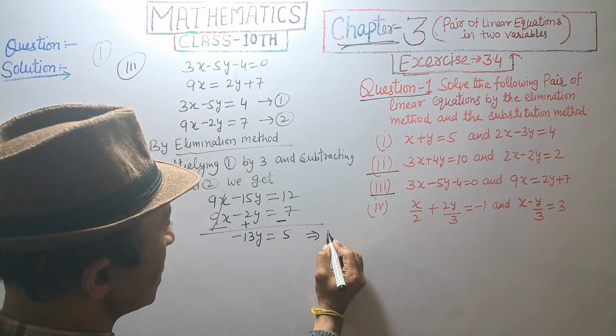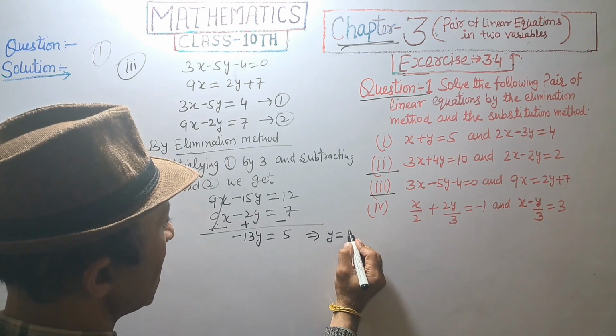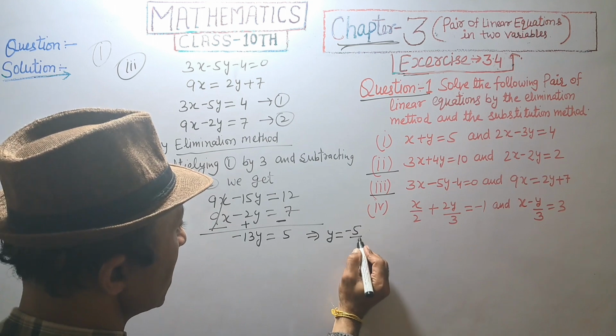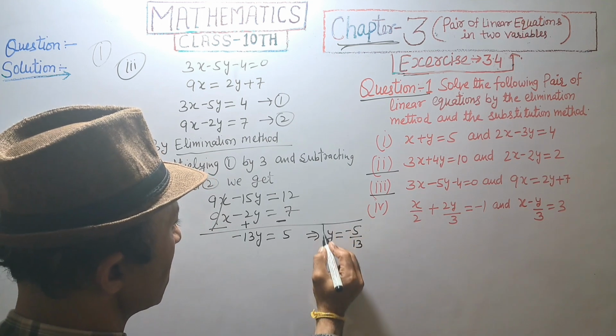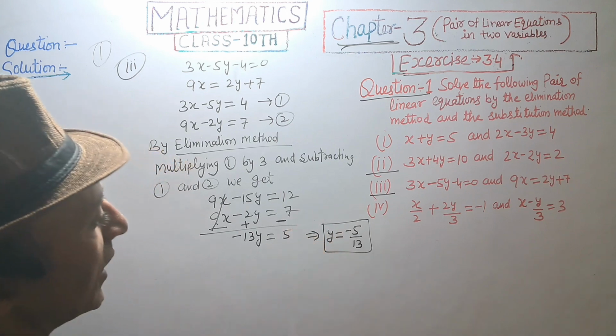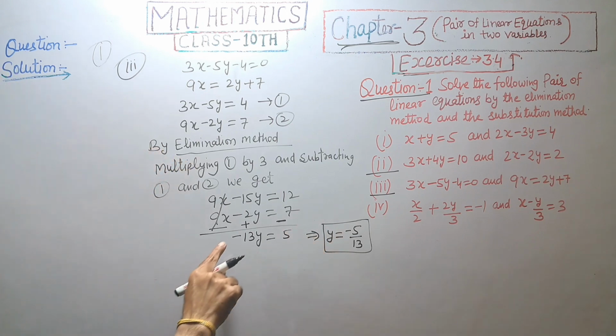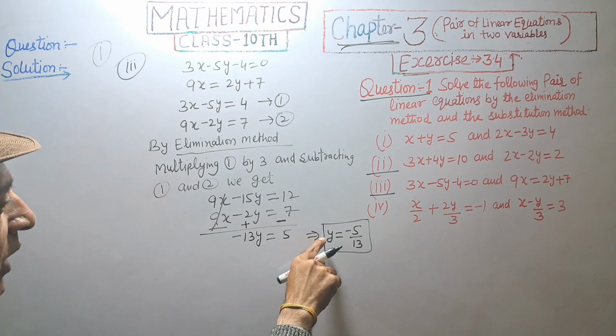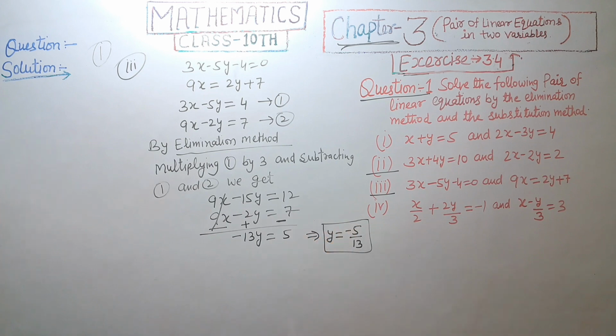This implies we get the value of y is minus 5 divided by 13. Its value of y, minus 13y is equal to minus 5 upon 13.